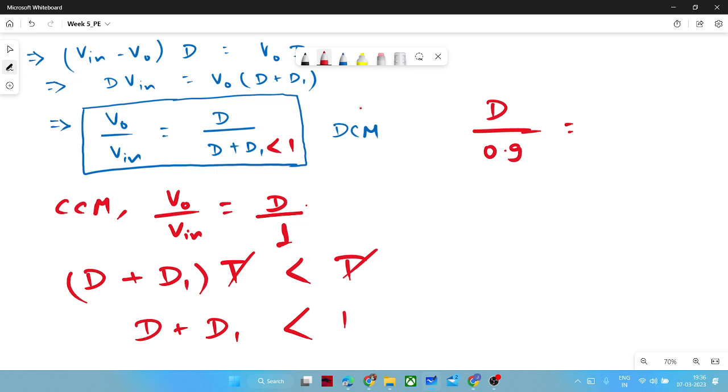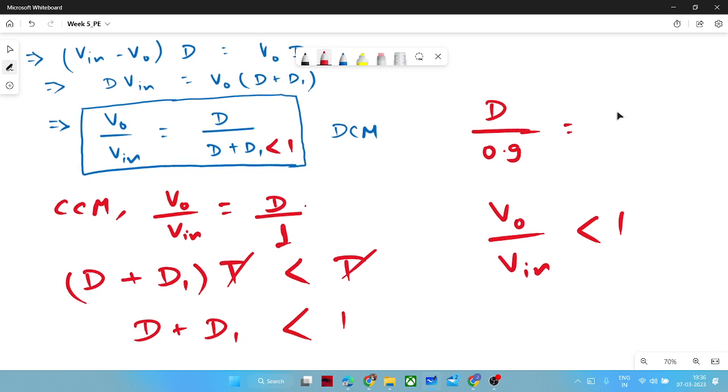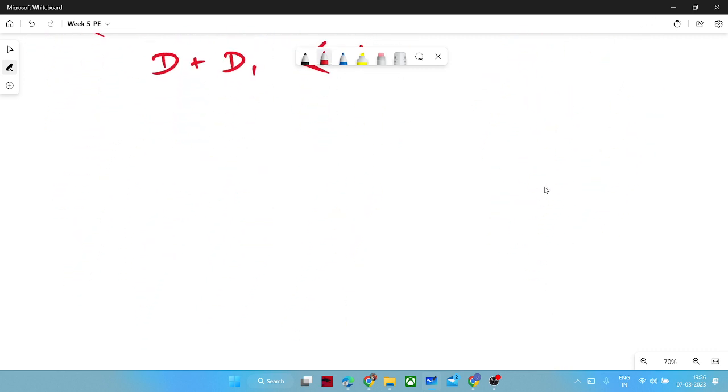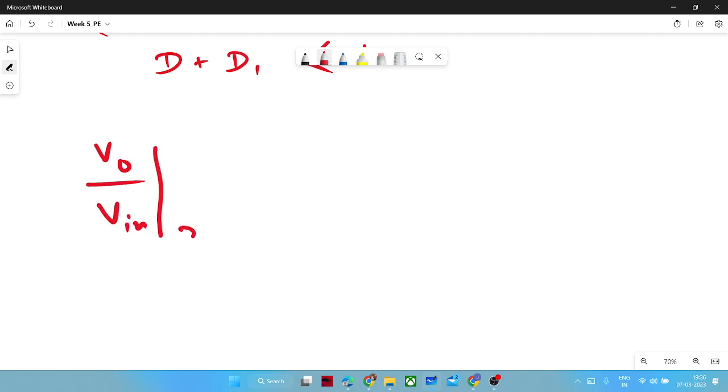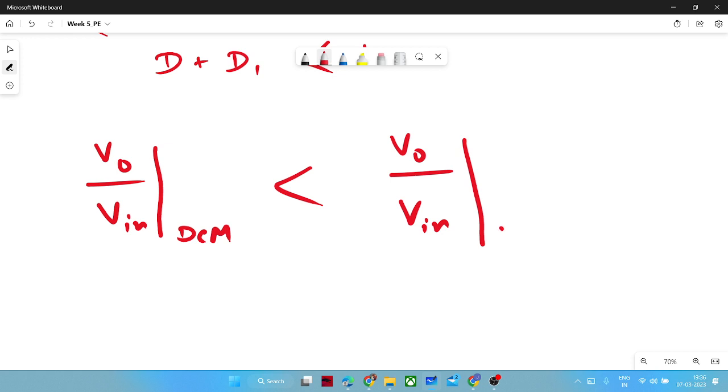Since it is a buck converter, the voltage at output will be less than input. So V naught by V in is definitely less than 1. I am not talking about that. I am talking about this V naught by V in during DCM, is it less than or greater than V naught by V in during CCM? That is my question. Yes sir, what you have written is correct, DCM is less than CCM. But I have written it wrong. It is the other way around.